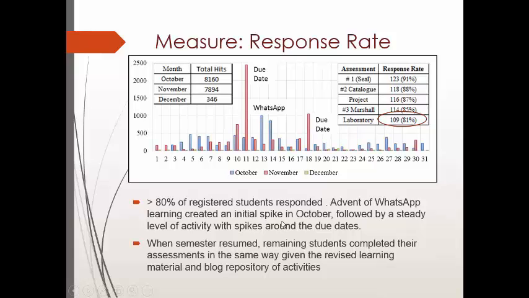Overarchingly, the students responded well. Worst case scenario was 80% of students responding. WhatsApp created an initial spike, but it allowed a steady flow of activity to continue. When the semester resumed, students who needed to complete the academic project elected to do it the same way the students had done during FMF. And this was really pleasing to me.